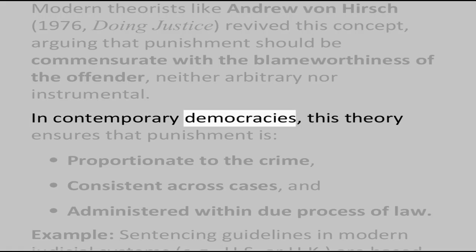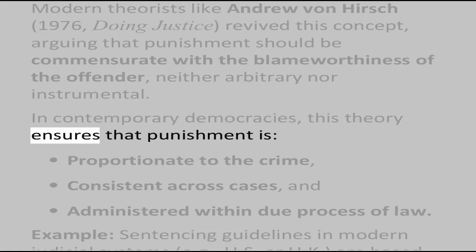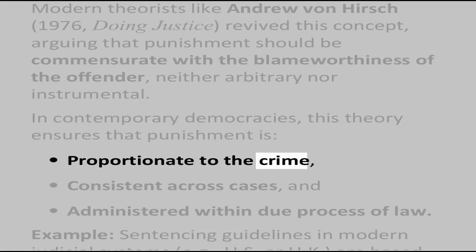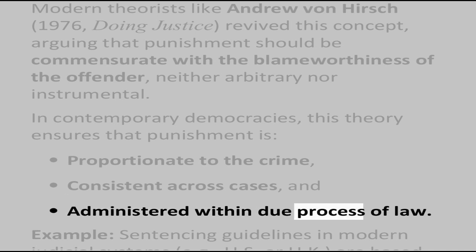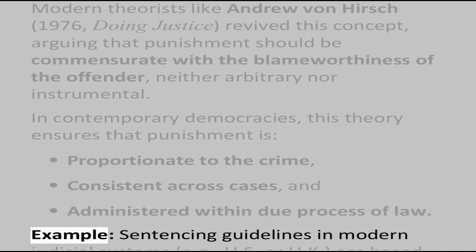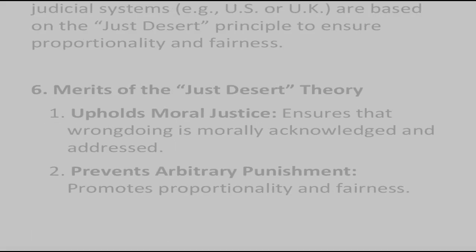In contemporary democracies, this theory ensures that punishment is proportionate to the crime, consistent across cases, and administered within due process of law. Example, sentencing guidelines in modern judicial systems, for example US or UK, are based on the just desert principle to ensure proportionality and fairness.